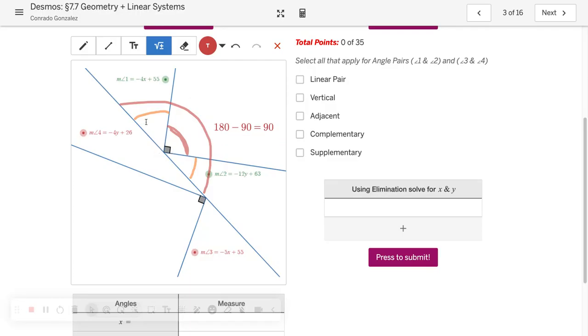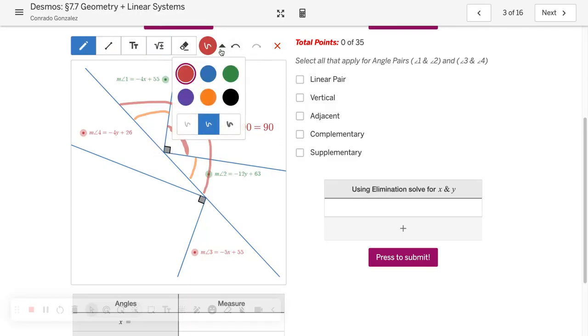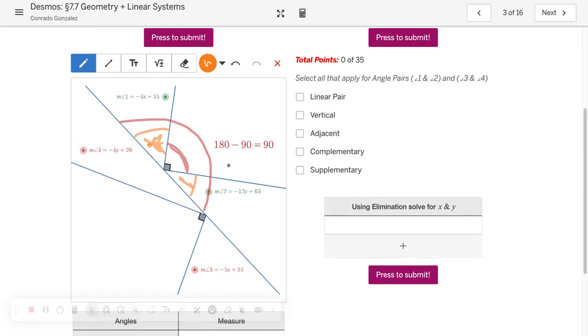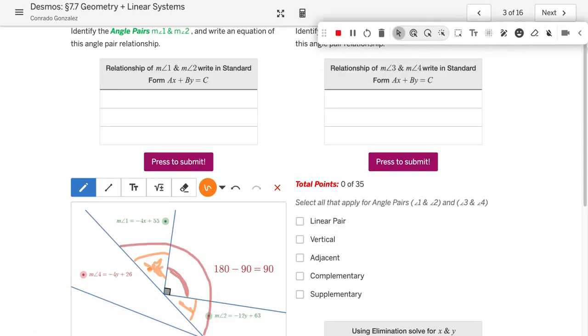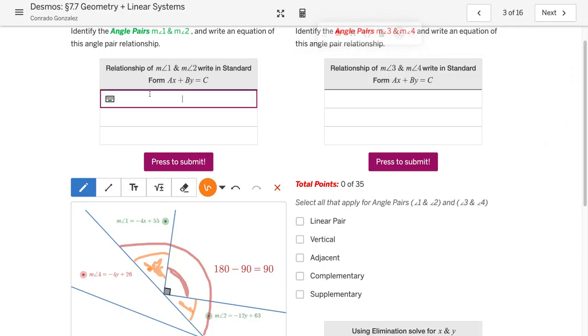So that means that this part here and this part here has to sum to 90. So the measure of angle 1 plus the measure of angle 2 must equal 90. So the measure of angle 1 is negative 4x plus 55, plus the measure of angle 2, which is negative 12y plus 63, equals 90.